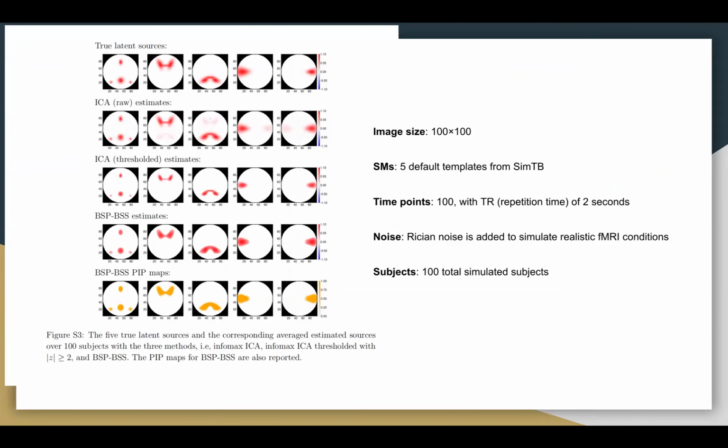Sure, and they also give another experiment on the same SimTB. The image size is 100 by 100. There are 5 templates from the same SimTB, and there are a total of 100 time points, and noise added, and a total of 100 simulated subjects. So the results of this one are basically the result pictures here. So it looks good before. Yeah, that's probably what you mean. That is also good here on SimTB.